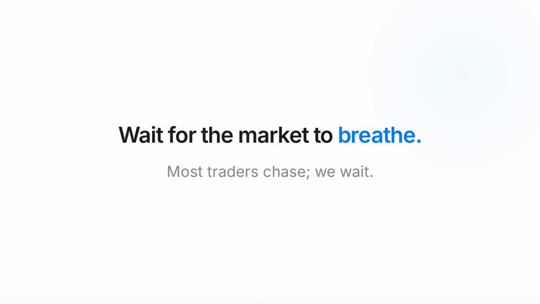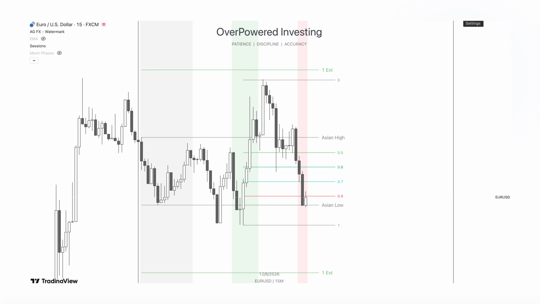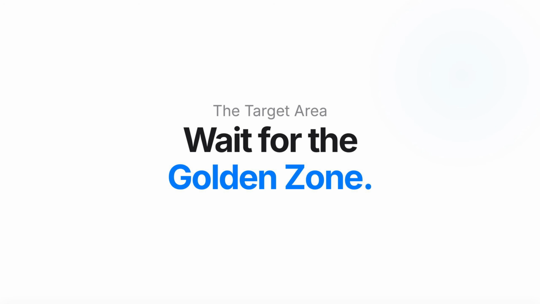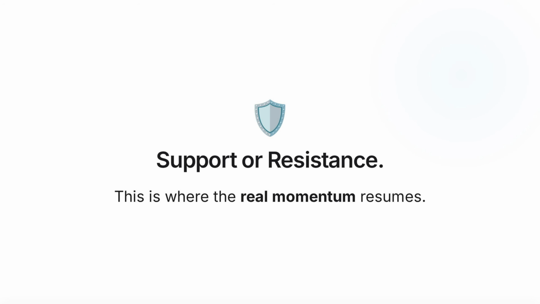Once price breaks out of the Asian range and starts to retrace back to retest the Asian range, which it almost always does, you draw your Fibonacci from the low of the Asian range to the high of the breakout, or from the high of the Asian range to the low of the breakout. That depends on the direction of the breakout. Then you wait for the price to pull back into the golden zone. The golden zone is anything between the 60 and 80% Fibonacci levels. This is where the price consistently finds support or resistance before continuing the breakout in that direction. This is your entry area.